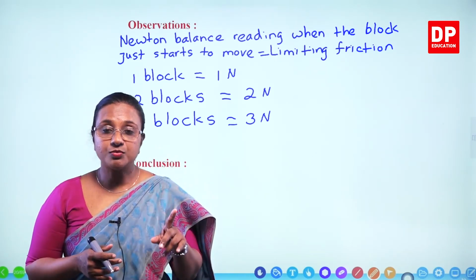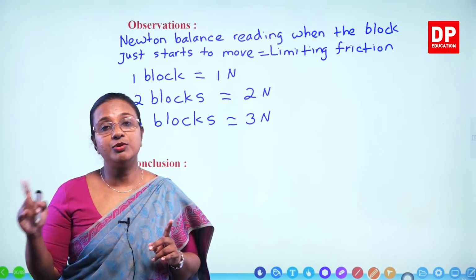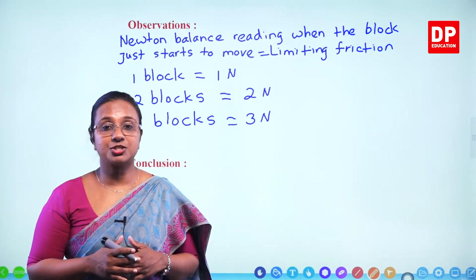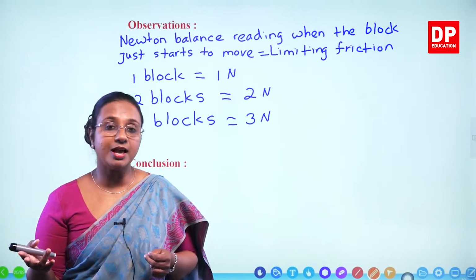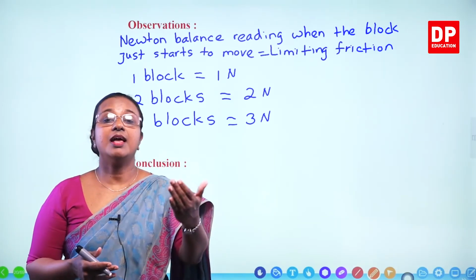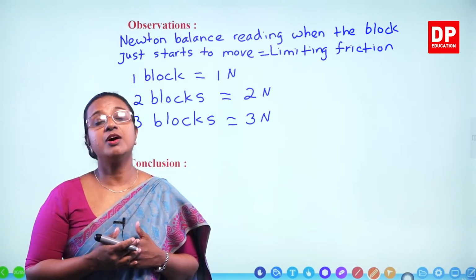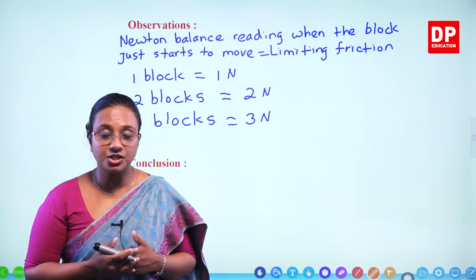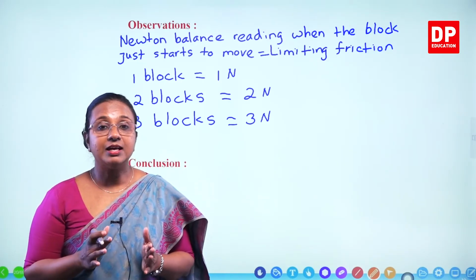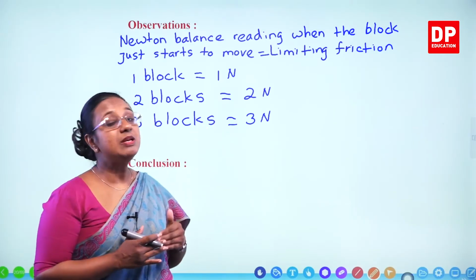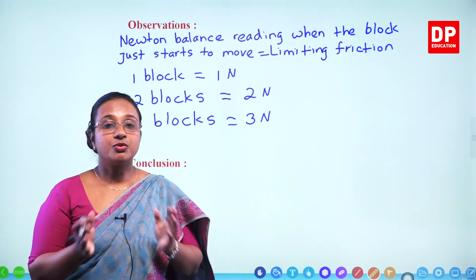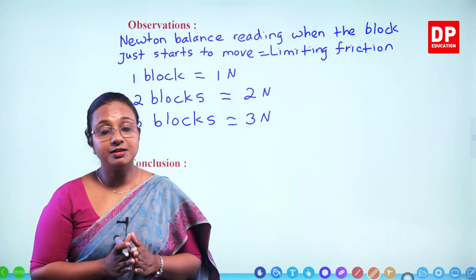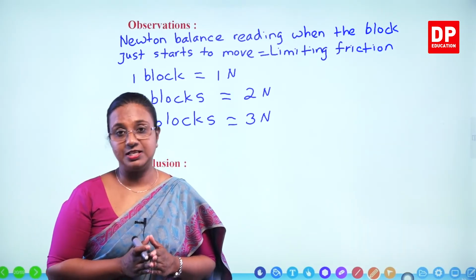So when there is 1 block, there is 1 unit of perpendicular reaction. 2 blocks, 2 units of perpendicular reaction. 3 blocks, then there are 3 units of perpendicular reaction. And with that, the limiting frictional force increased. So that will be the conclusion of the activity.